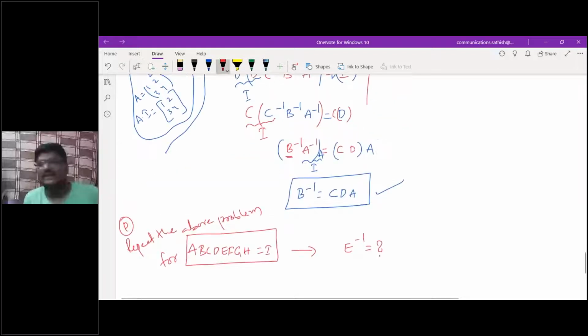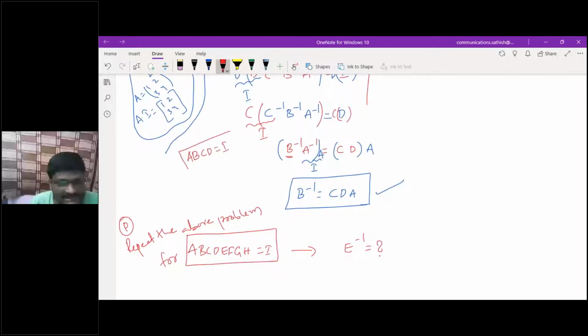See, nothing is very important here. If you concentrate here, they have given 4 matrices, like A, B, C, D, equal to I. This is the given. They're asking the value of B inverse. This B value they are asking.